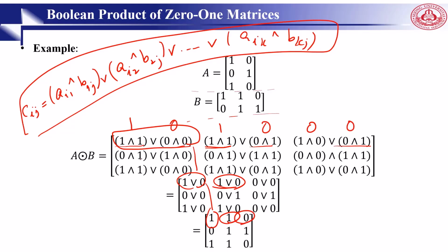0 and 1, 0. 1 and 0, 0. 0 or 0, 0. 0 and 1, 0.